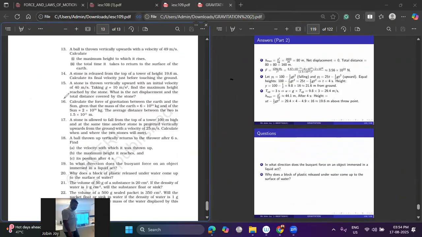So question number 16, calculate the force of gravitation. Universal law of gravitation, we know the equation. F is equal to capital G into capital M into small m divided by d square. So calculate the force of gravitation between the earth and the sun. Okay, and for example, I'm writing this as earth and this as sun.